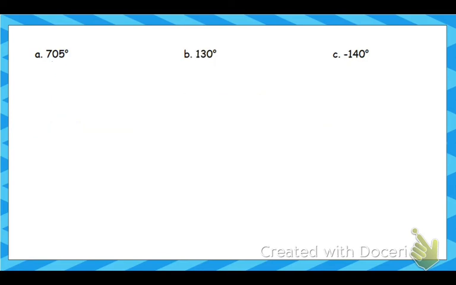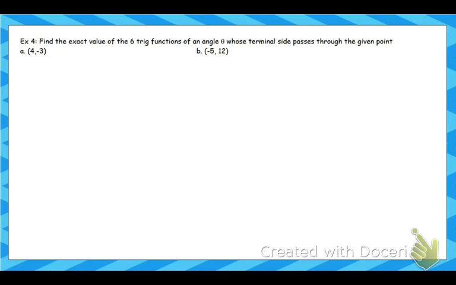All right, the last thing we're going to do is going to set us up for what we're going to do after our test. We are going to find some trig values using these reference angles. The directions here are a little bit confusing, but what we're going to do really isn't that difficult. We're going to draw a picture for this situation. It says find the exact value of the 6 trig functions of an angle theta whose terminal side passes through the given point. So I'm going to plot the point for negative 3.